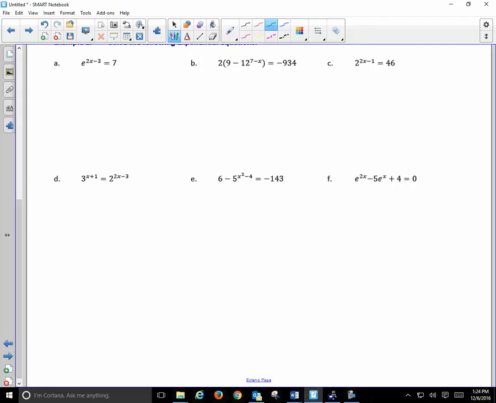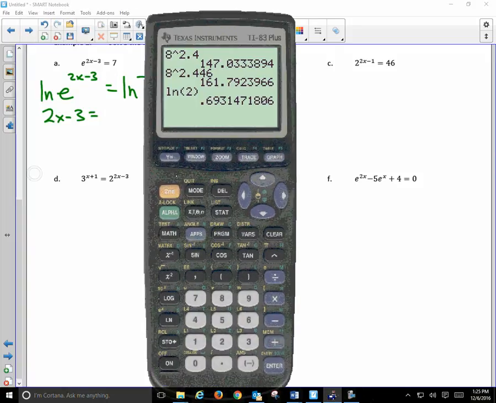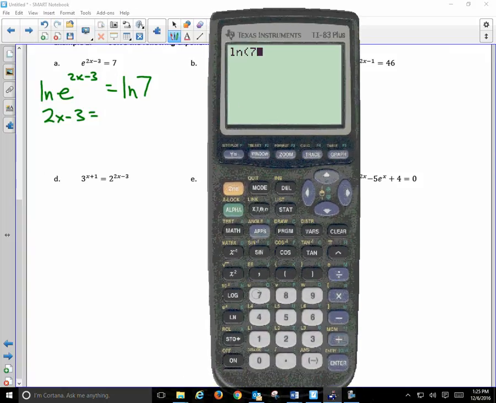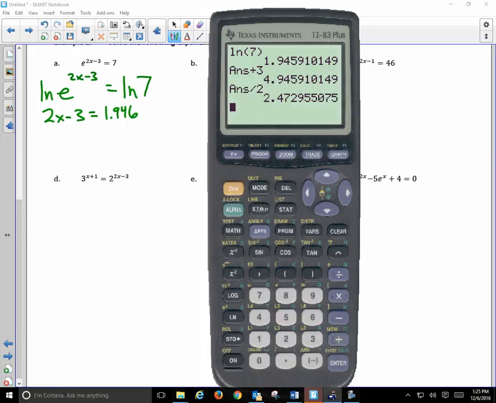So let's change it up a little bit. Let's try harder problems. I have to get rid of a base of e, so I will take the natural log of both sides again. And here, instead of just x left over, I have 2x minus 3 left over. The natural log of 7 is just some number. We will add the 3, divide by the 2, and we get x is equal to 2.472.